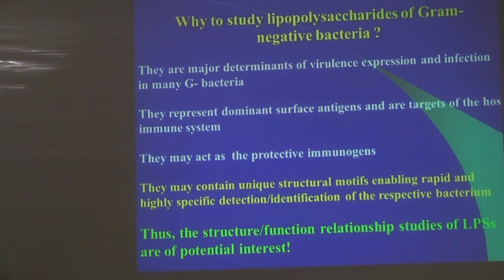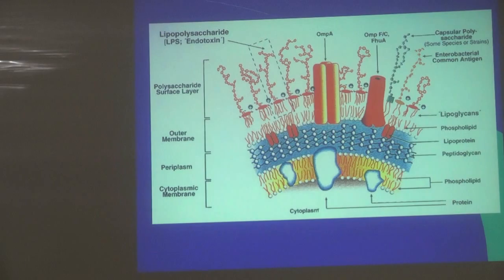This is also of huge interest for Coxiella burnetii, because, as I'll show you later, its LPS contains two unique sugars. They are highly specific and are found only in Coxiella burnetii, and that's why those two sugars are very important biomarkers of the bacteria. Therefore, structure-function relationship studies of this LPS are of potential interest, not only from a structural point of view, but also for its biological properties.